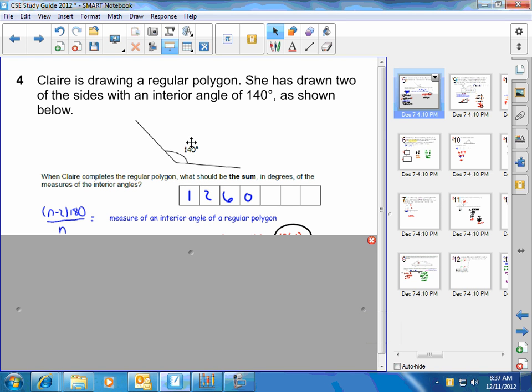In this little video clip here, I want to cover numbers 4 and 12 on the semester exam study guide. Numbers 4 and 12 have to do with regular polygons. Let's look at number 4. Claire is drawing a regular polygon. So the key word here is regular.